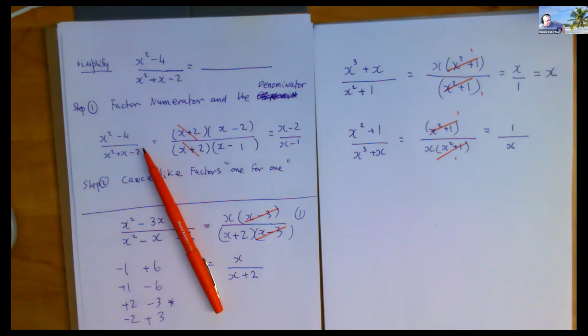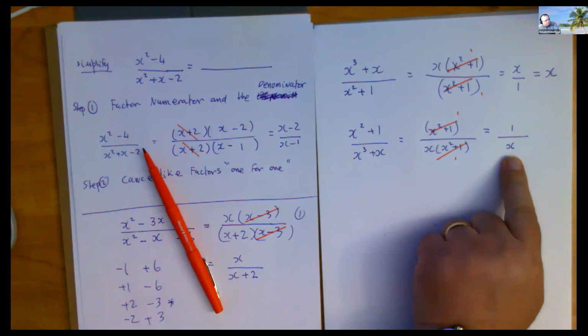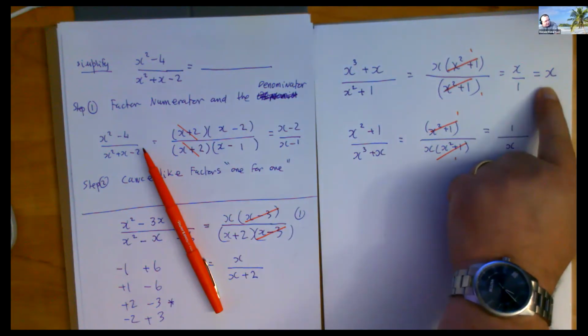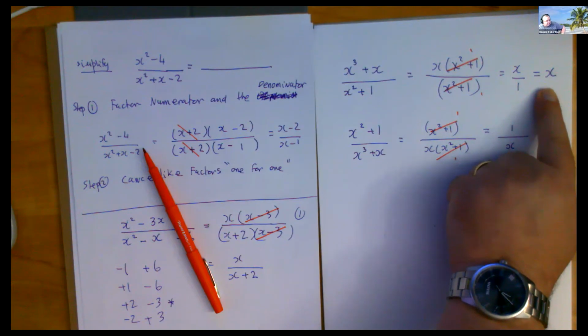Do you see those invisible 1s that we don't typically write down? In this particular case, it's important that we do, because the answer in this case is not x, it's 1 over x. It truly is a fraction. And up here it is x, because x over 1 is just x.